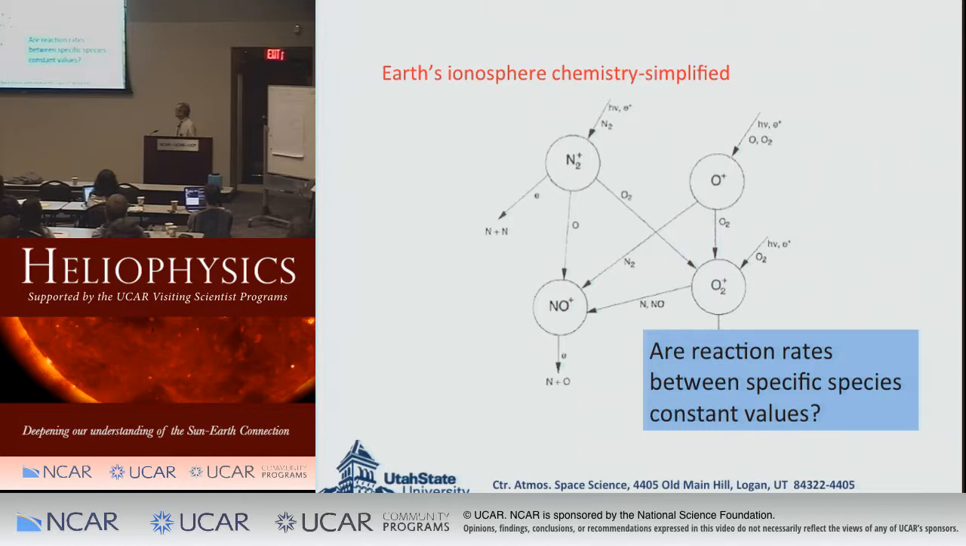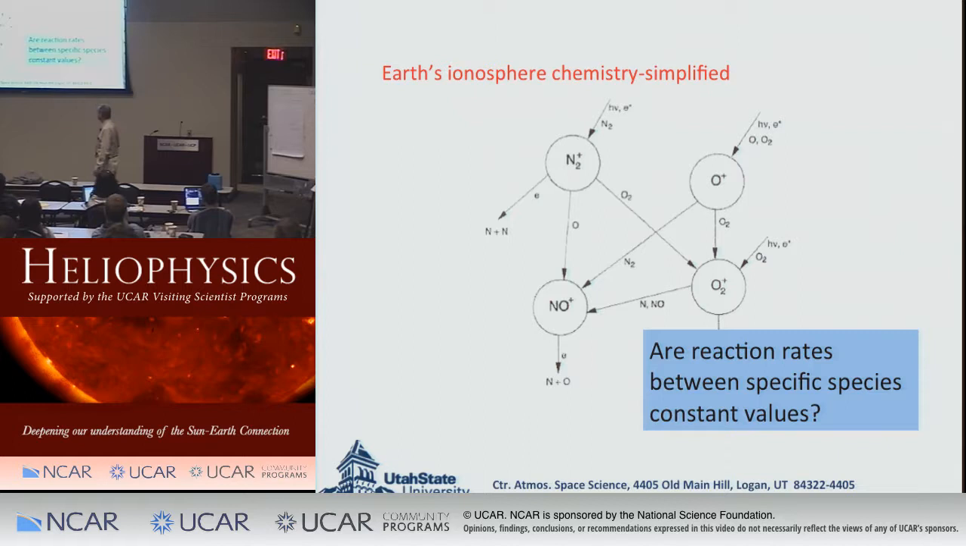Okay, so here is a kind of key component of this. Are reaction rates between specific species constant values? So we have our reaction rate here between N2+ and O2 to produce O2+. So what's your background in chemistry knowledge? What might cause this not to be a constant? Temperature. And that, to be honest, is the main one that ionospheric modeling depends upon.